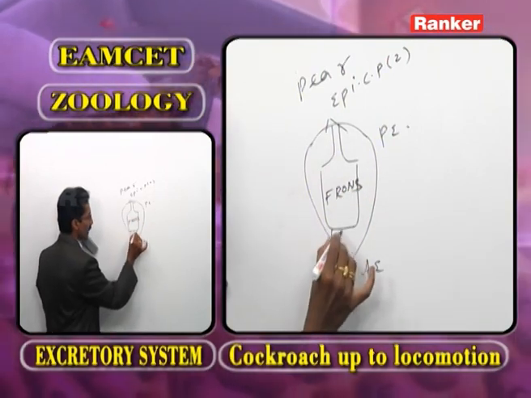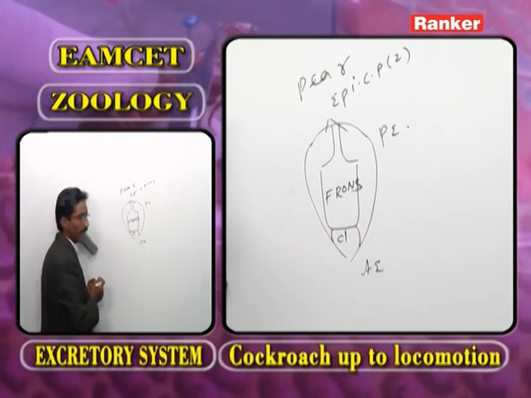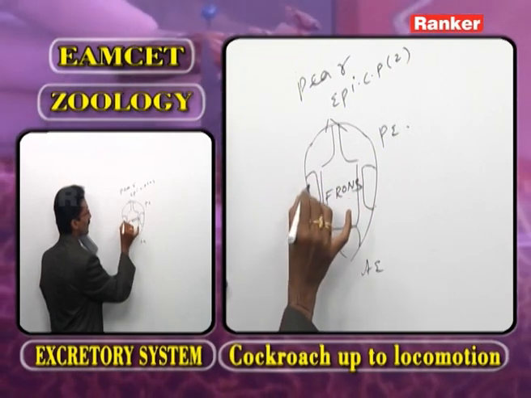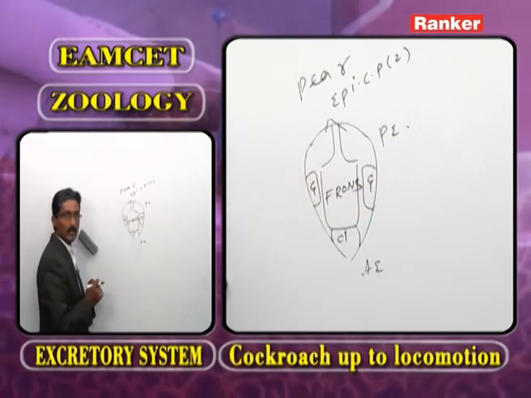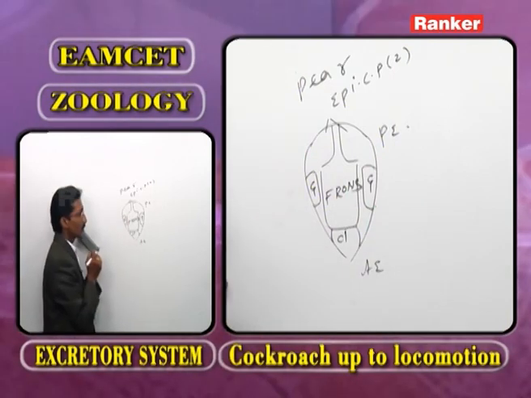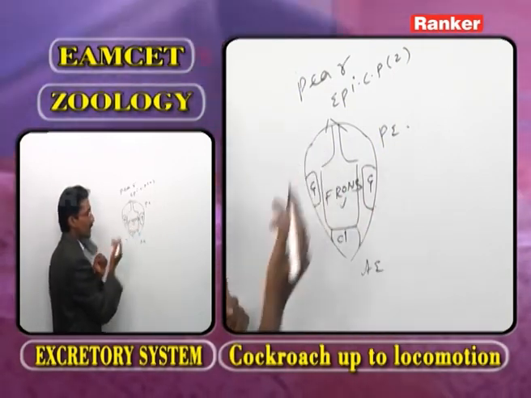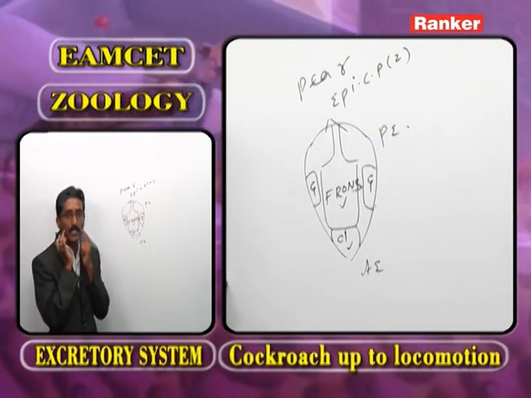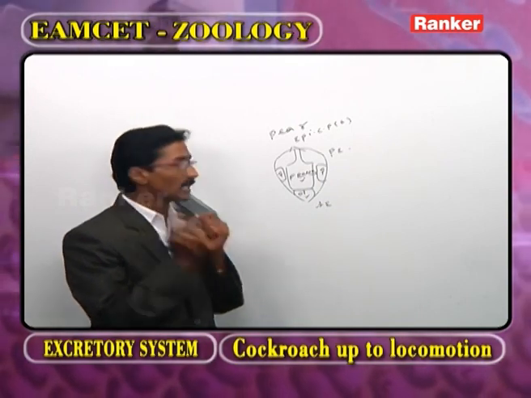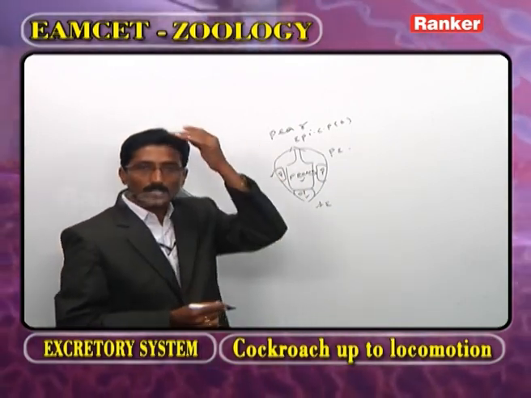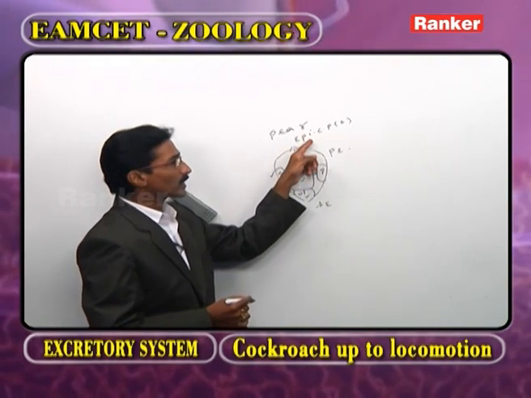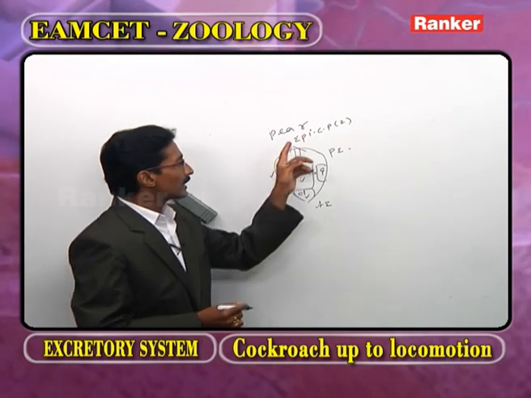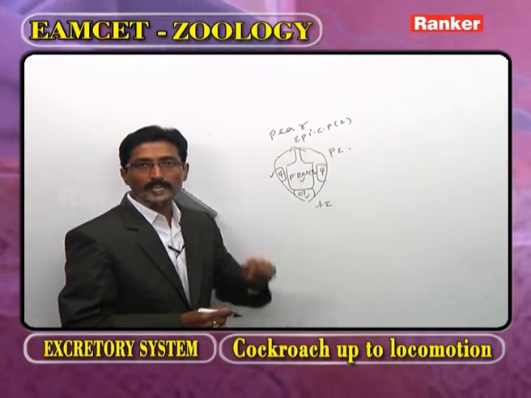Below frons, what is present? The smallest sclerite, clypeus. Now laterally, what are present? The gena plates. Now in the head region, what is the largest sclerite? Frons. What is the smallest? Clypeus. What are the lateral sclerites or cheek sclerites? The gena. The top of the head, the vertex, is covered and protected by epicranial plates.